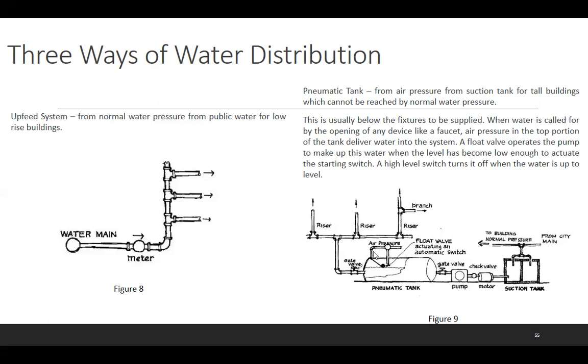When water is called for by the opening of any device like faucet, air pressure in the top portion of the tank deliver water to the system. A float operates the pump to make up this water when the level has become low enough to activate the starting switch. A high level switch turns it off when the water is up to the level. So ngayon, ang equivalent nito is yung pressure tank natin.